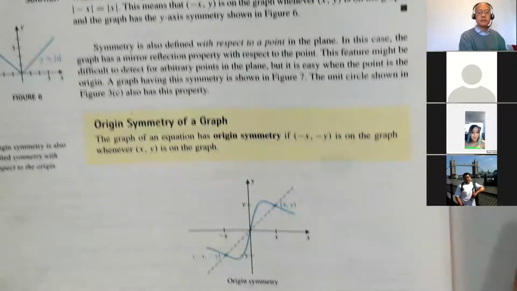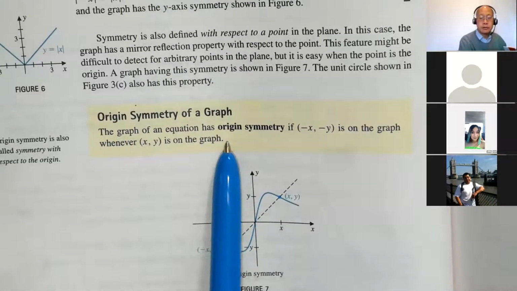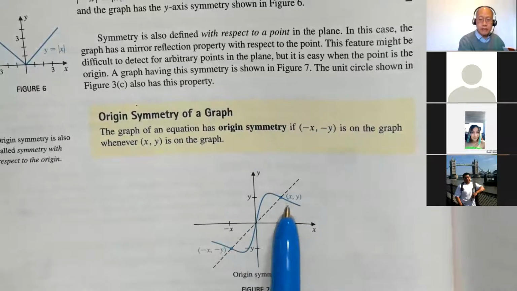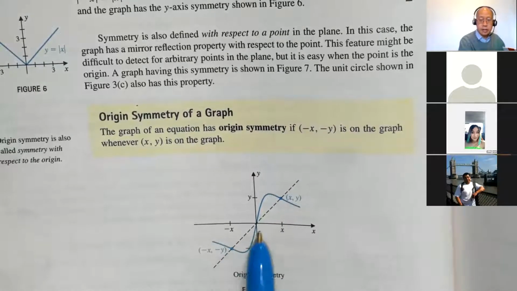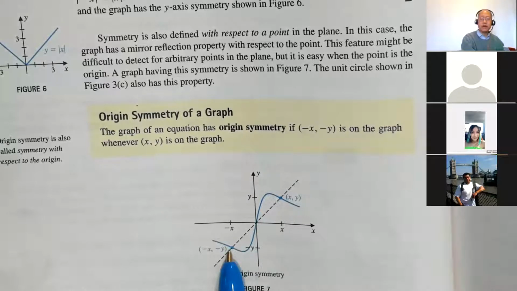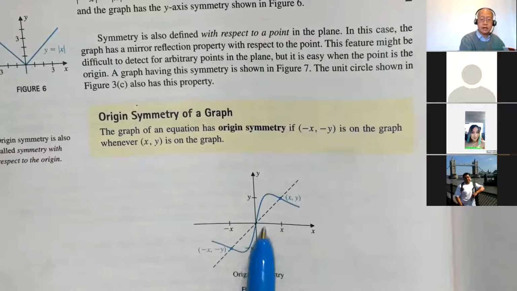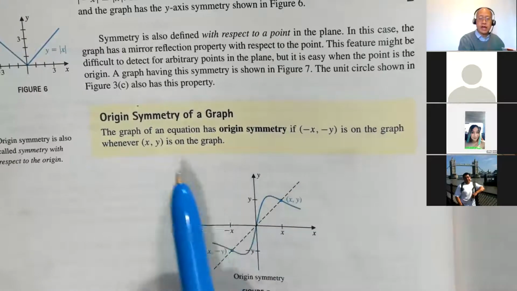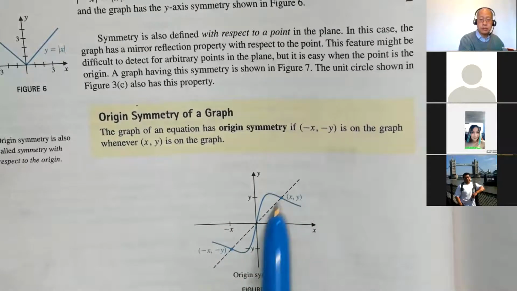Origin symmetry, page 26. The graph of an equation has origin symmetry. Now, what is origin symmetry? If you reflect across the origin, so if you have this point (x, y) and go across the origin to the point (-x, -y), then you have another point on the other side of the origin, so to speak. So whenever you have (x, y), you have (-x, -y). This would be origin symmetry.